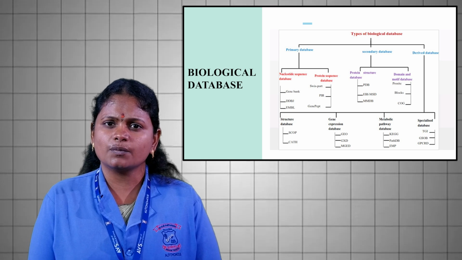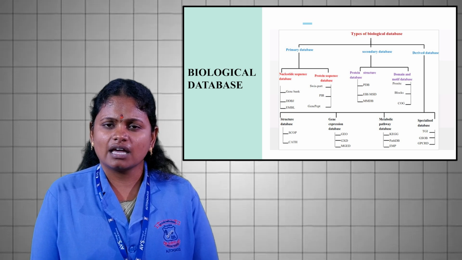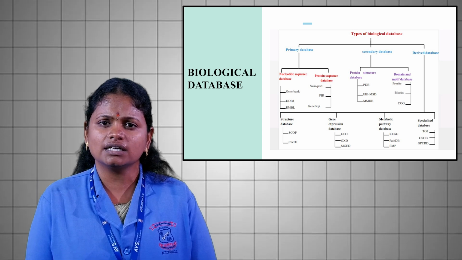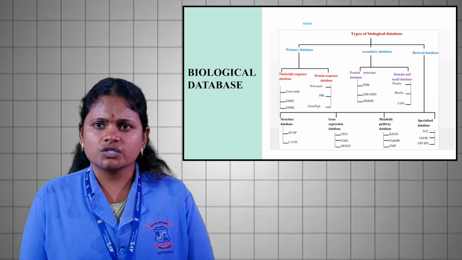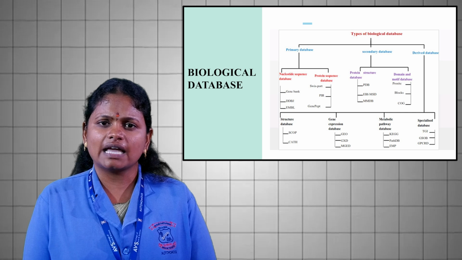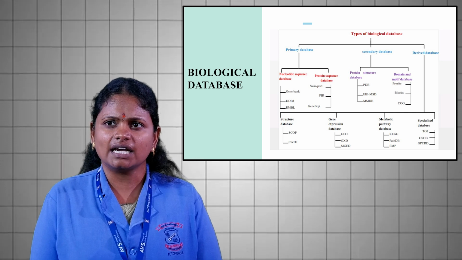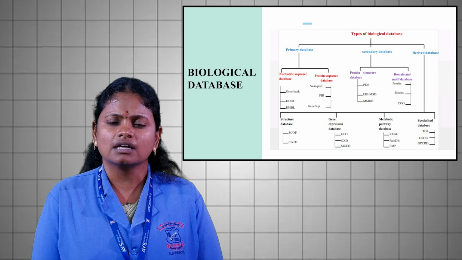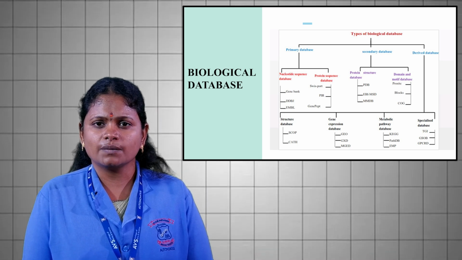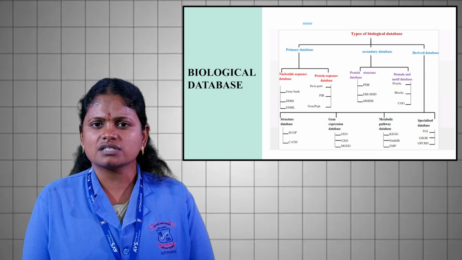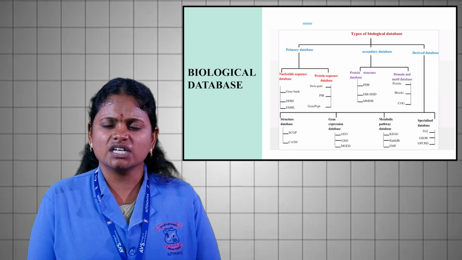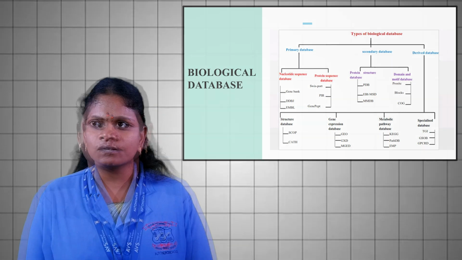Then secondary databases, which are of two types: protein structure databases and domain and motif databases. Protein structure databases are PDB, EDB and MMDB. Domain databases are Blocks and COG. Derived databases are of four types: specialized databases, structural databases, metabolic pathway databases and gene expression databases.